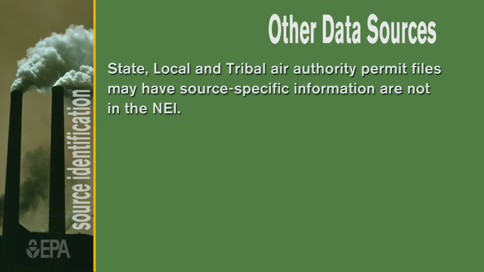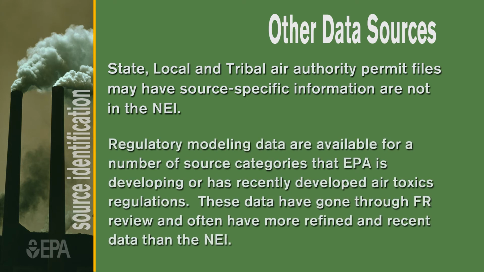Other data sources, we talked about the ERT already, but we can look at permit files, and most of these are online, so you can go to individual state air pollution agencies and download permits for the specific facility. In some cases, we have regulatory modeling data, so for a number of source categories in our residual risk and technology program, we have already developed regulatory modeling files that you can access. These have gone through review during the rule development process, and they often have much more refined data and oftentimes more recent data than the NEI.